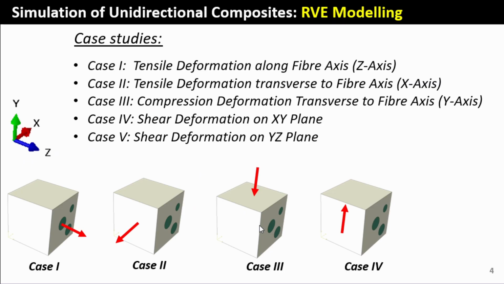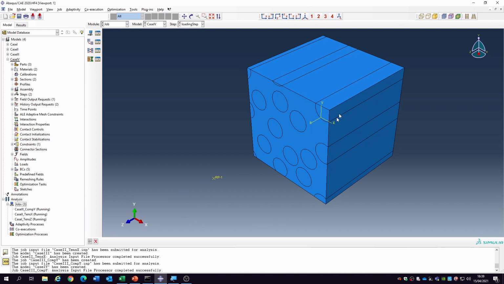The shear case says we're doing a shear case on the XY plane, and then the final one will be on the YZ plane. So working with the XY plane first, and then finally on the YZ plane. So let's go ahead and model. The XY plane will be this plane, so basically this plane on the X axis in the Y direction.